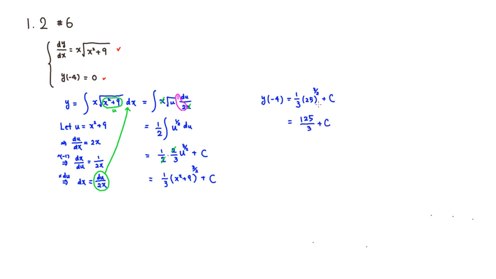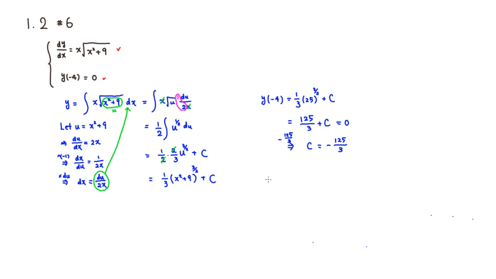We know that this is supposed to be equal to 0, so we're going to set that equal to 0. Then we can simply subtract 125 over 3 to get the c value. c is -125 over 3.